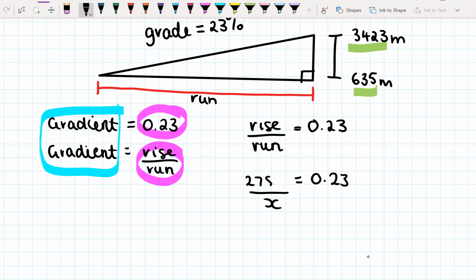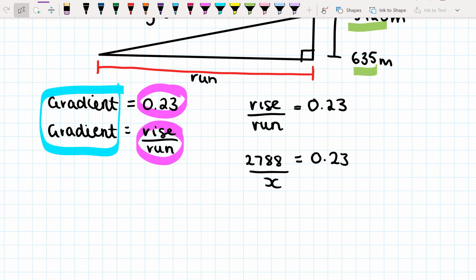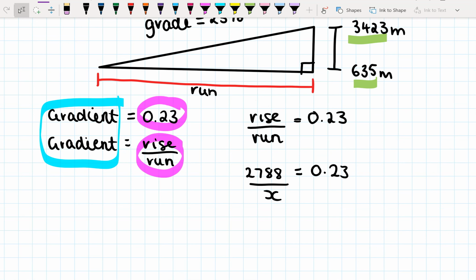So 2788 over x equals 0.23. Now again, these questions are like the questions about solving equations that have a fraction in them. That's what we did in the last video. As usual, you have a denominator, and the best strategy here is to multiply by the denominator. So x times on both sides. The left side here, the x's cancel out. So we get 2,788 is equal to 0.23x.